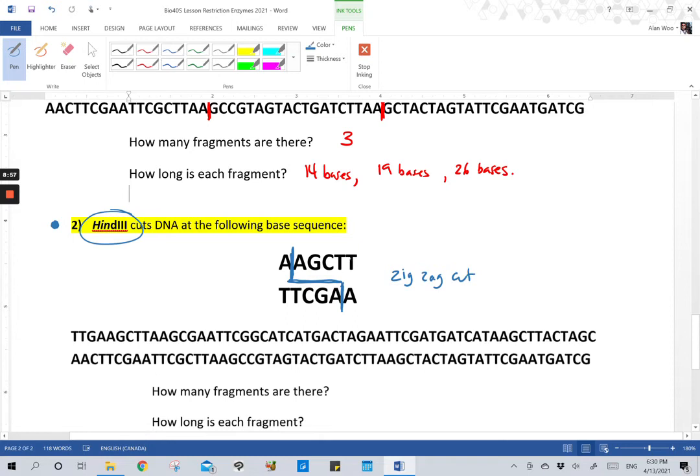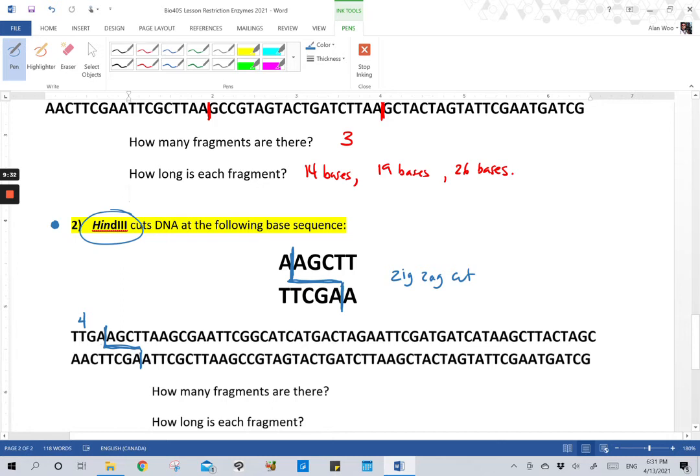but at this specific base sequence. So let's scan our DNA molecule to see if we have any AAGCTT. So here, AAGCTT. Because that sequence corresponds to HindIII, we will make our cuts between the first 2 adenines and the last 2 adenines, and then zigzag in between. Okay, so I have a small fragment of 4 on this end.